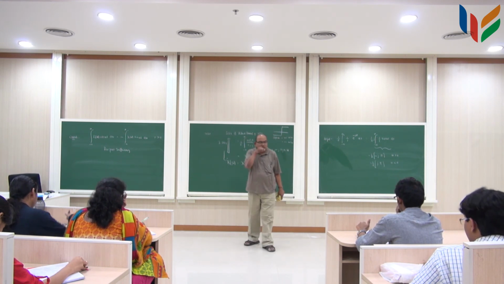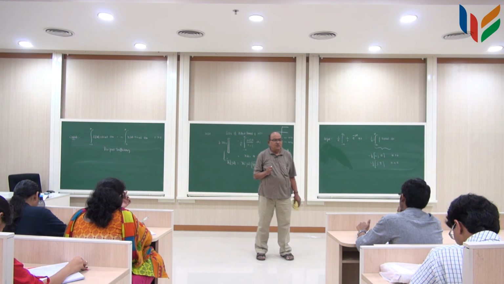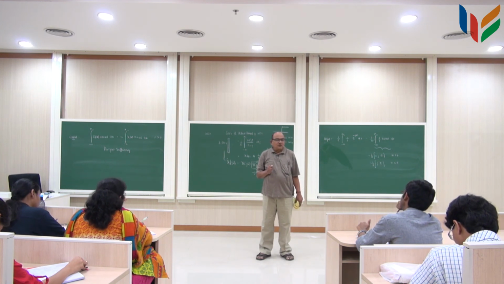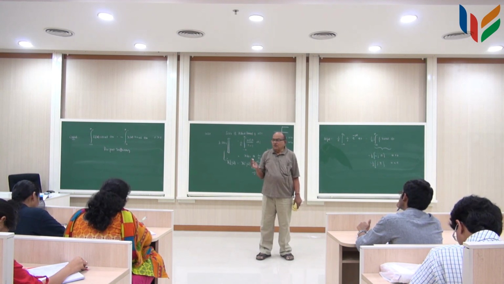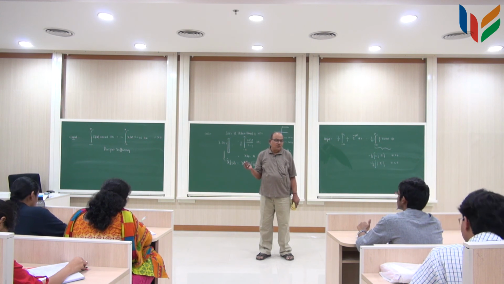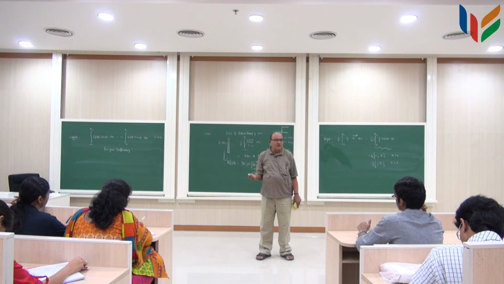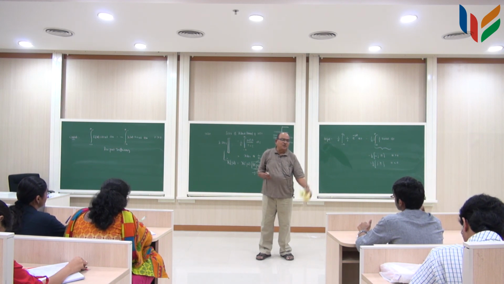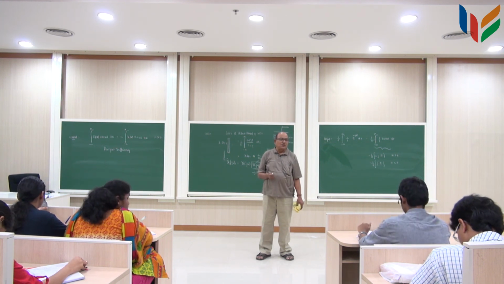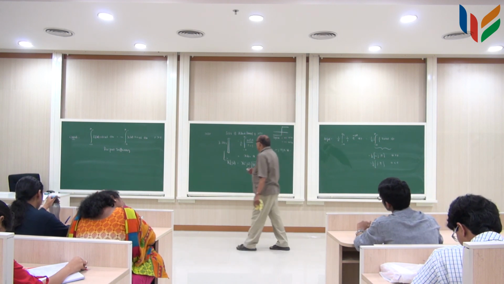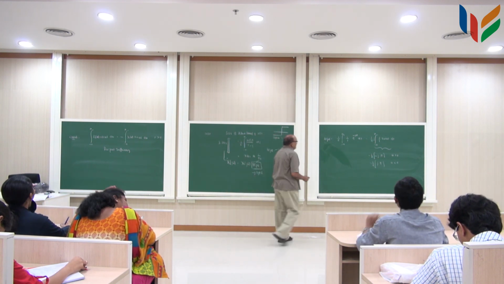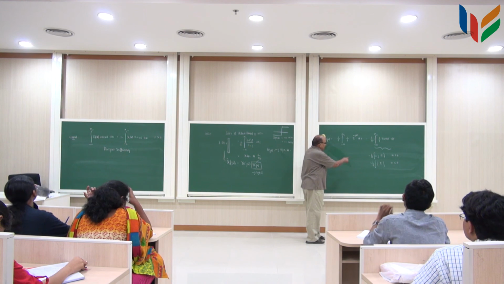What does multiplication by minus j sgn omega mean? For omega greater than 0, X(omega) is multiplied by minus j, and for the negative side it is multiplied by plus j. So, if you have a function, can I erase this now?